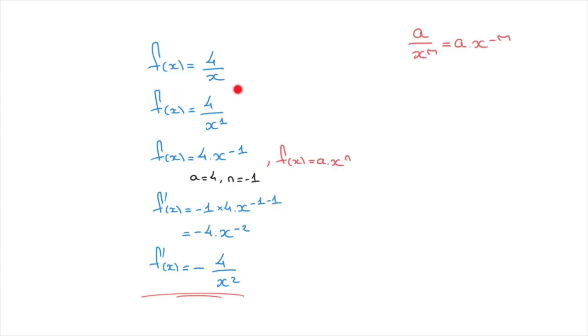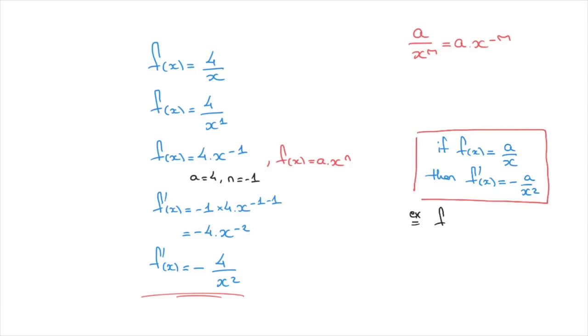And in fact, functions looking like the one we have here are very common in exam questions. So much so that it's worth spending a minute just to point out a well-known result. Here it is. If f of x is equal to a over x, then the derivative function f dash of x will always equal negative a over x squared. So for example, if we have f of x equals 3 over x, then using this result, we can simply state that the derivative f dash of x will equal negative 3 over x squared.